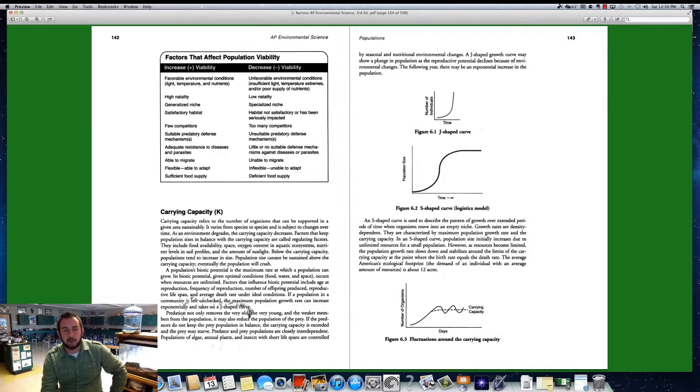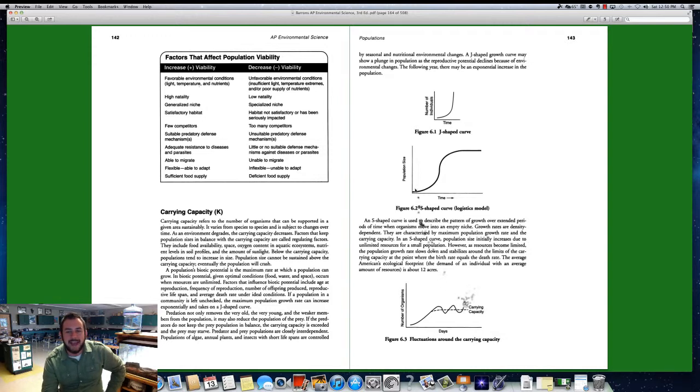Predation not only removes the very old and very young, the weaker members of the population, it also may reduce the population of prey. If predators do not keep the prey population in balance, a carrying capacity is exceeded, and the prey may starve, causing a quick drop in that population. So, for instance, this could be going up, all of a sudden no more food, bloop, it drops way below carrying capacity, and that's not a good thing for that population either.